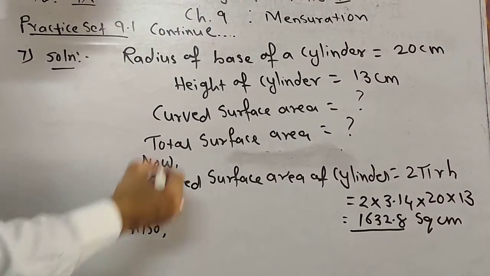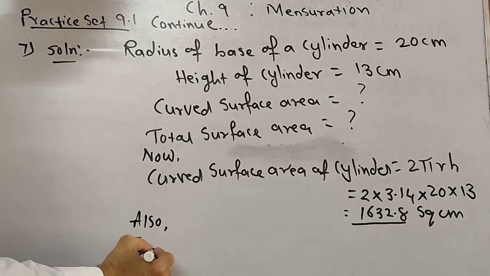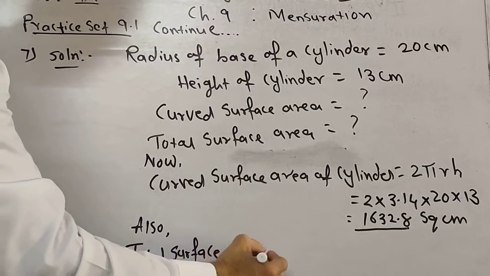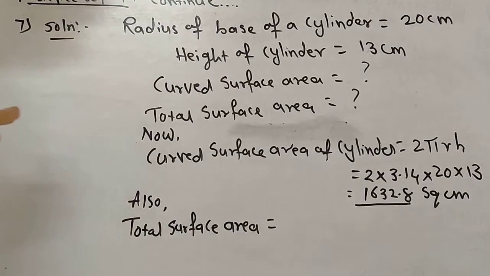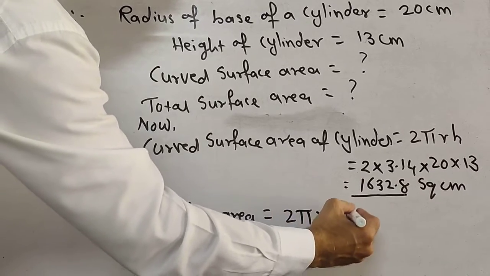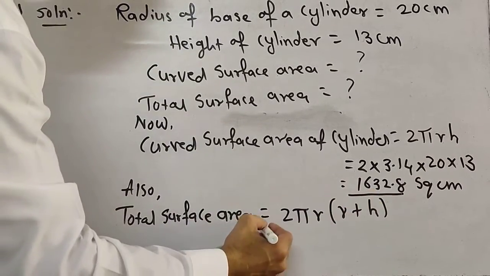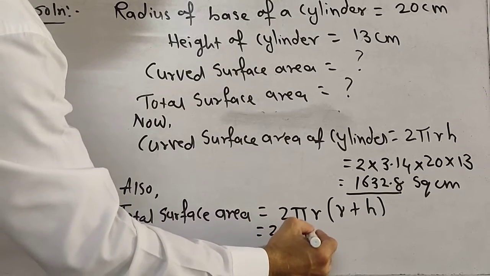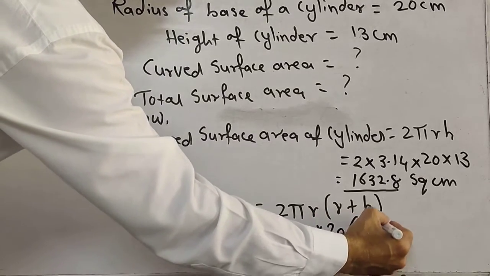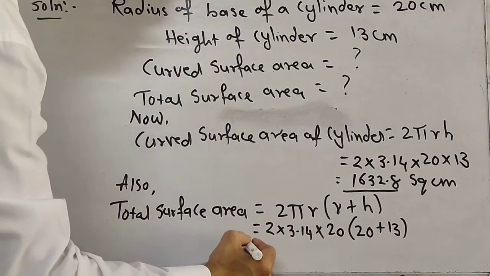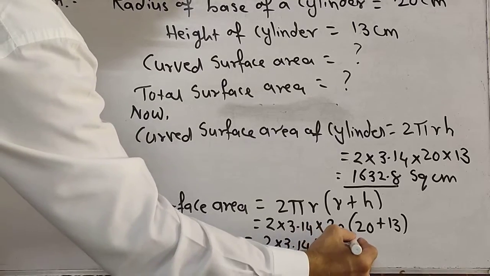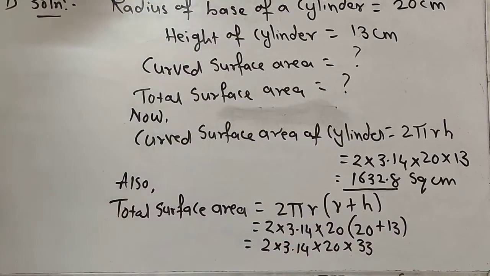Then you want the total surface area of a cylinder. This is of a cylinder only, so the total surface area formula is 2 pi r into bracket r plus h. So 2 multiplied by 3.14, the pi value, r is 20 into bracket 20 plus 13. So 2 multiplied by 3.14 multiplied by 20 into 33. 20 plus 13 is 33.